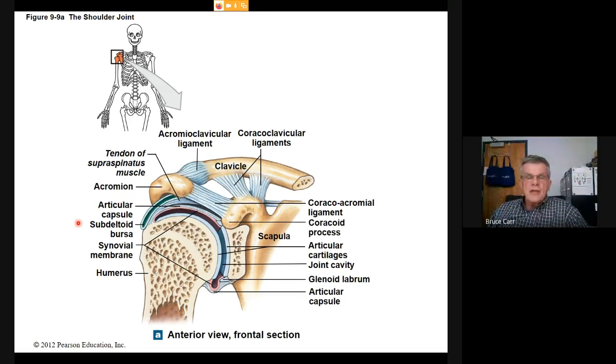A ligament is a connective tissue that spans across a joint from one bone to another. And you can see the example of what we commonly have viewed. The acromioclavicular ligament here, attaching these two different bones. The coracoclavicular ligaments, attaching a different bone marking between the clavicle and the scapula.